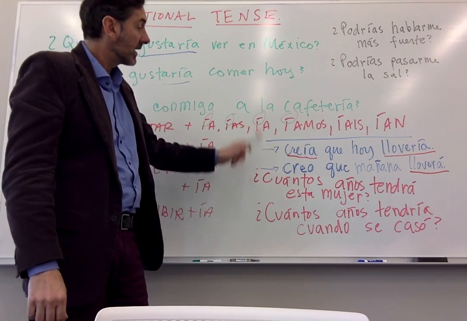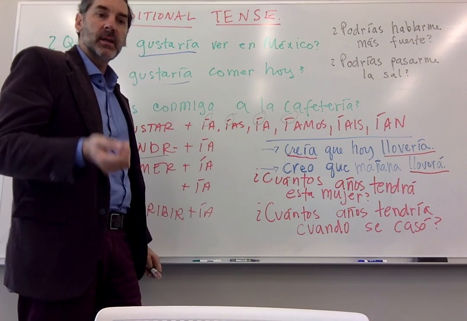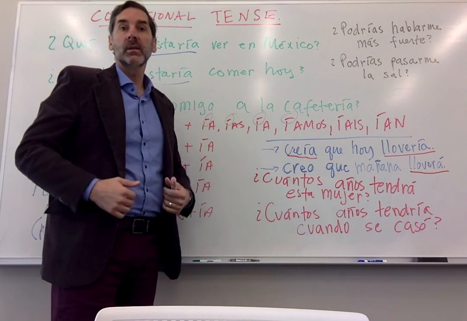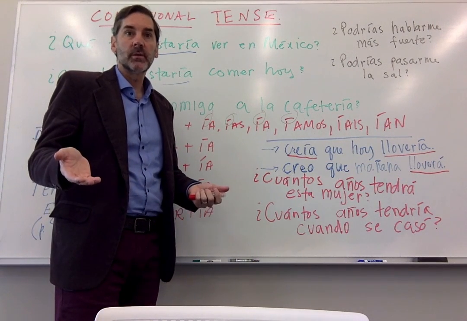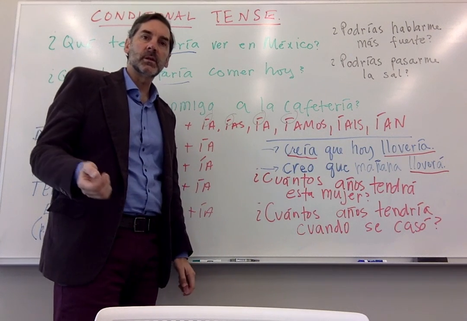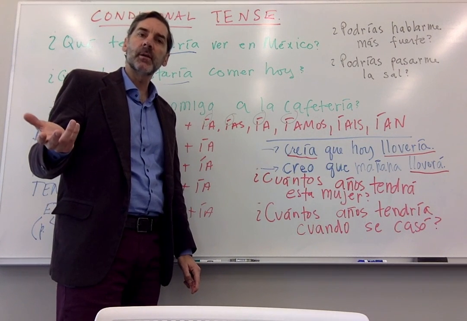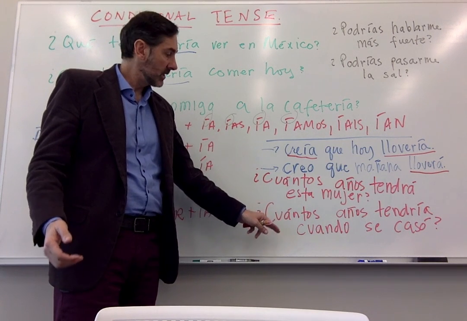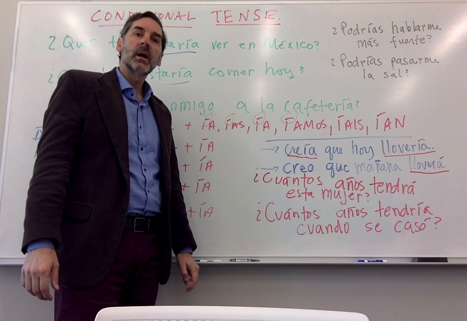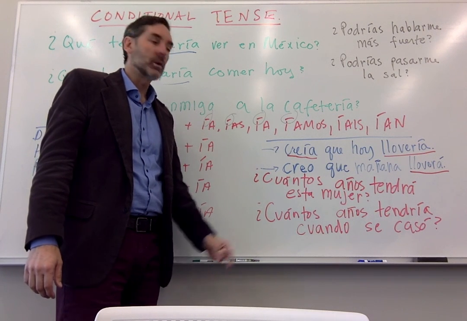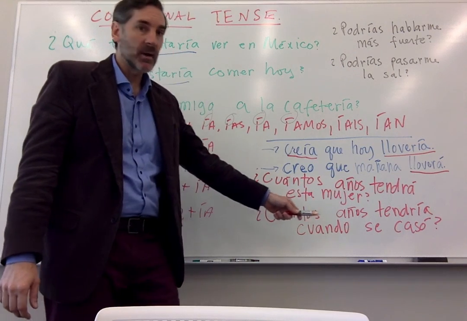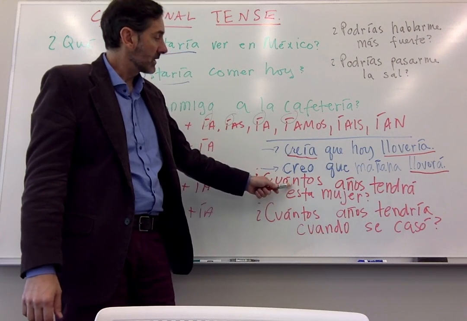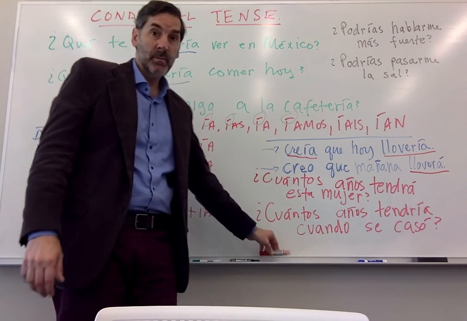¿Cuántos años tendrá esta mujer? Just like we saw back in the end of chapter, in lesson 14, when we wonder about things or people in the present tense, we use the future. I wonder how old this woman is. ¿Cuántos años tendrá esta mujer? Versus, ¿cuántos años tendría cuando se casó? How old would she have been when she got married? So here you see my verbs in the past tense. I'm using the conditional. Here, present tense. All right? That's pretty much it.